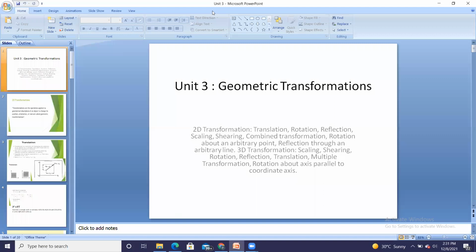Okay, so we will wait for 2-3 minutes because only 51 participants are there. We will wait for 2-3 minutes and then we will start.